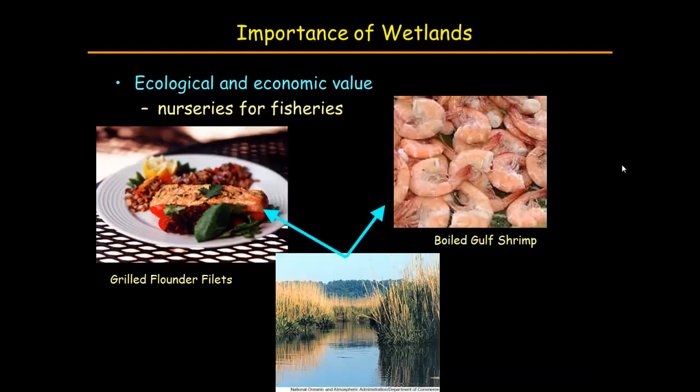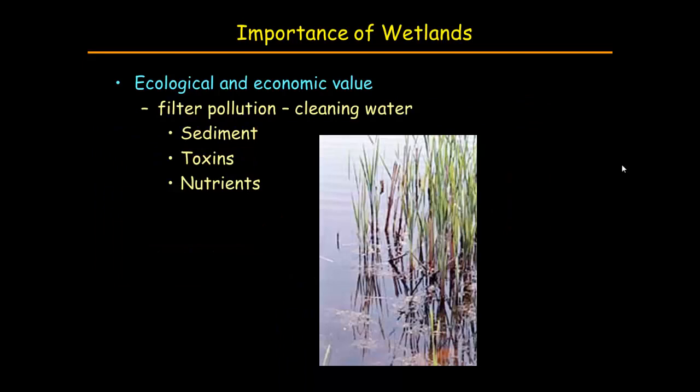So especially on the coast, a lot of the species that are harvested and sustain the seafood industry are species that have a juvenile stage or even an adult stage in the wetlands, such as salt marshes. So without clean, healthy, productive wetlands, that aspect of the economy does not thrive. And that, of course, influences tourism as well.